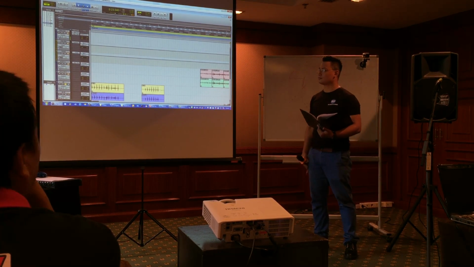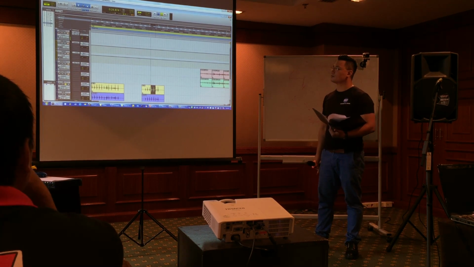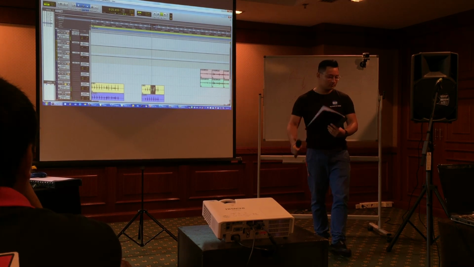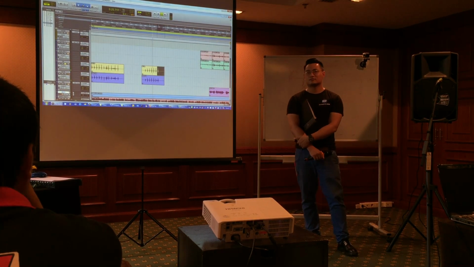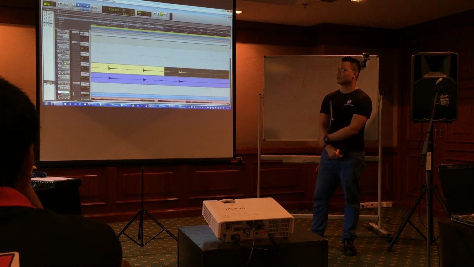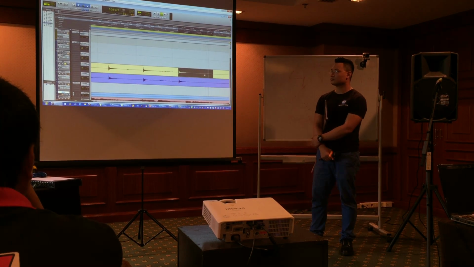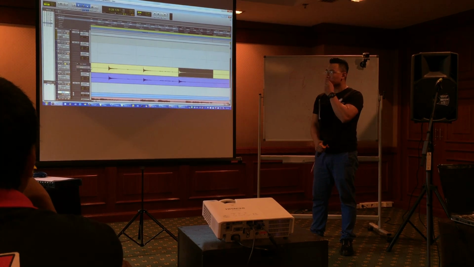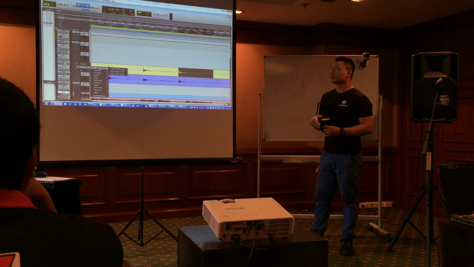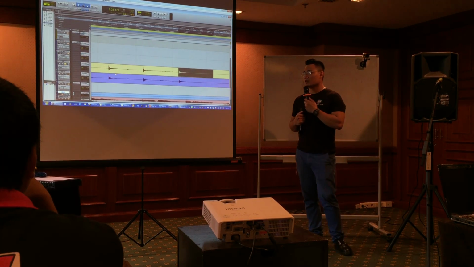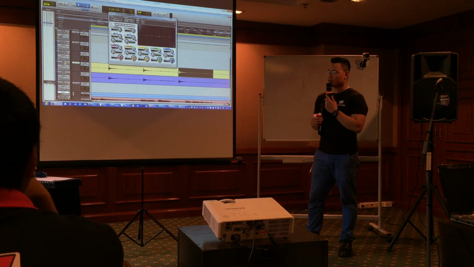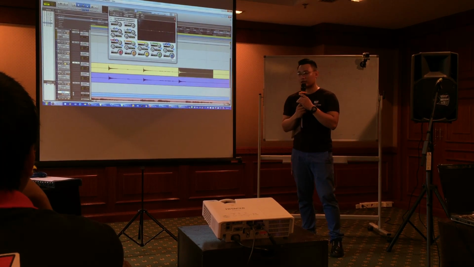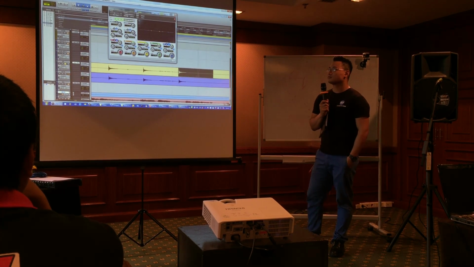A snare, for example. Let's put an equalizer on this snare and try to find out something. Can you hear something?